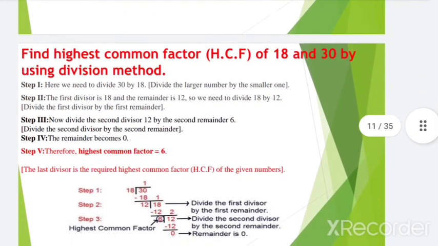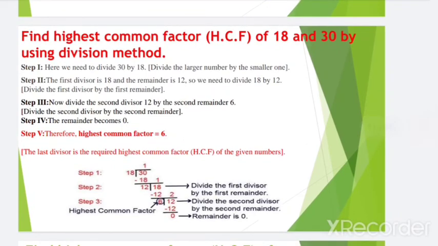Find the HCF of 18 and 30 by this method. So children, the first step is to divide 30 by 18. So divide the larger number by the smaller one. After that, what you see, the first divisor is 18 and the remainder is 12. See carefully on the screen. So we need to divide 18 by 12, that is, divide the first divisor by the first remainder.